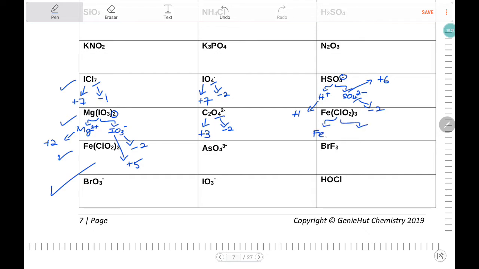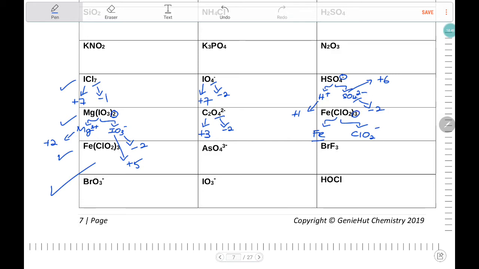I have Fe on one side, ClO2 on the other. So once again, who do I fix first? I can't fix Fe because Fe is a transition metal, alright? But again, I do not know what ClO2 is either. But since there's a 3 here, I can tell that this has to be a minus charge.